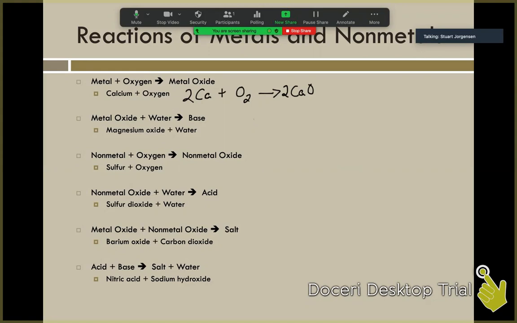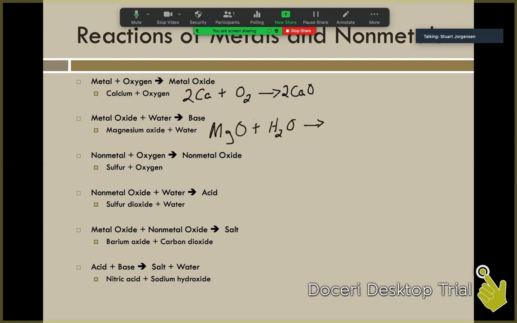Cool. Our next type we could have is if we take that metal oxide and throw it into the water. Assuming that this metal oxide is soluble, we would then have a secondary reaction. We would form a base. We sometimes call this a base anhydride, a base former. So for this example, we have magnesium oxide plus our H2O. We're going to form a base.